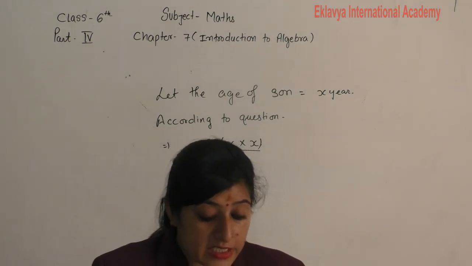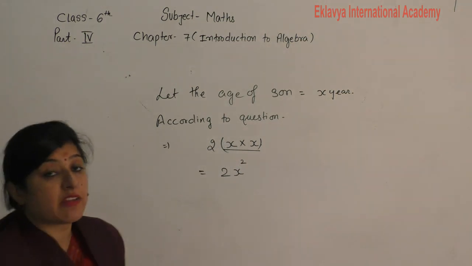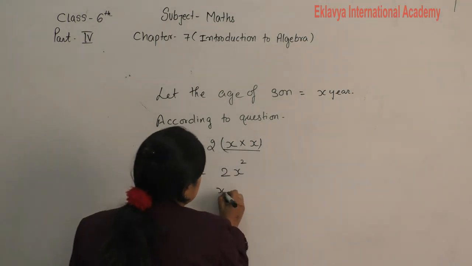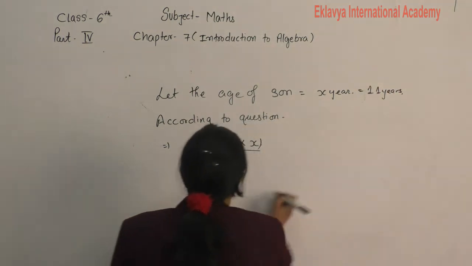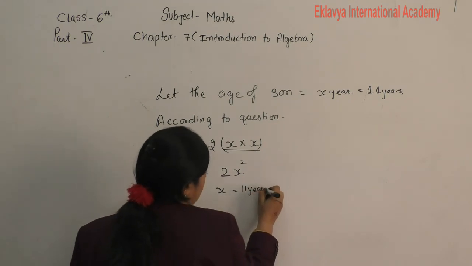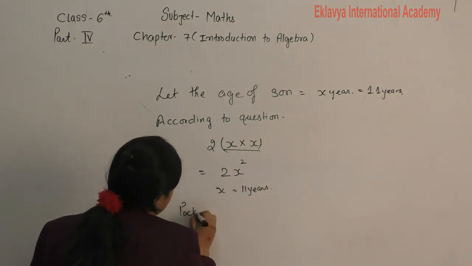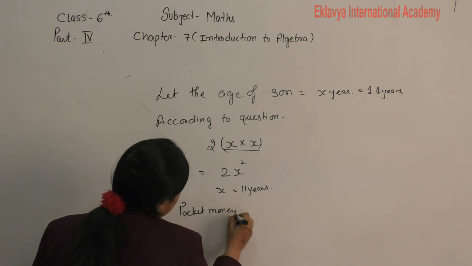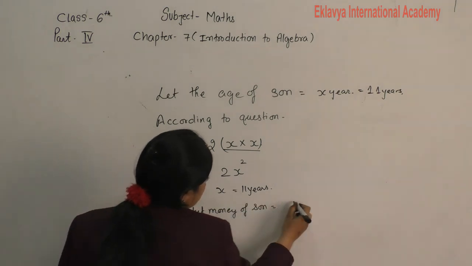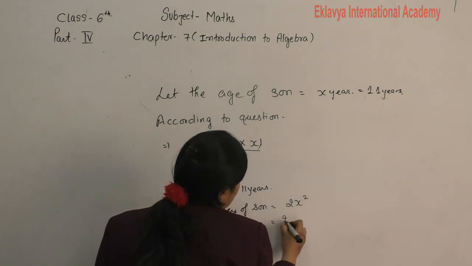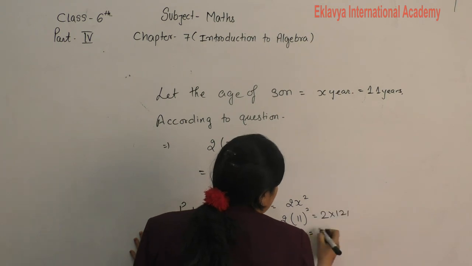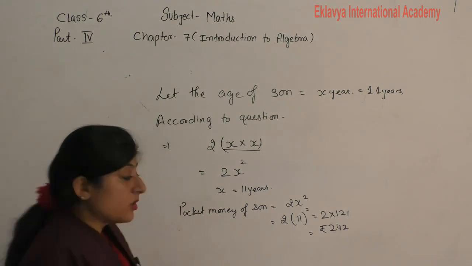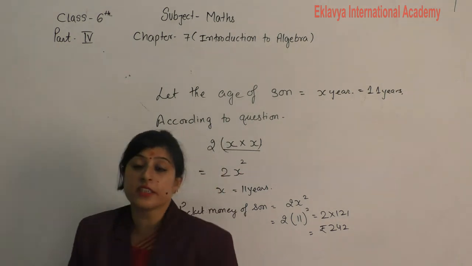How much do you get as pocket money if your age is 11 years? Now in this case it is given to you that x is equal to 11 years. Then put the value of x for finding the pocket money. The pocket money of son is equal to 2x square, that is 2 multiplied by 11 square, 2 multiplied by 121, that is 242 rupees. So this time we will solve this one question.